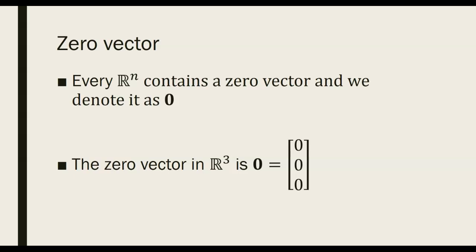And also, I might bring up the concept of the zero vector here. Every single Rn contains a zero vector, which we'll denote as just a bold 0. And it's probably what you think it is. The zero vector is just a vector where every entry is 0. So the zero vector in R3 has 3 entries here, here, and here, and they're all 0. Okay, so that's enough about dimensions of vectors.